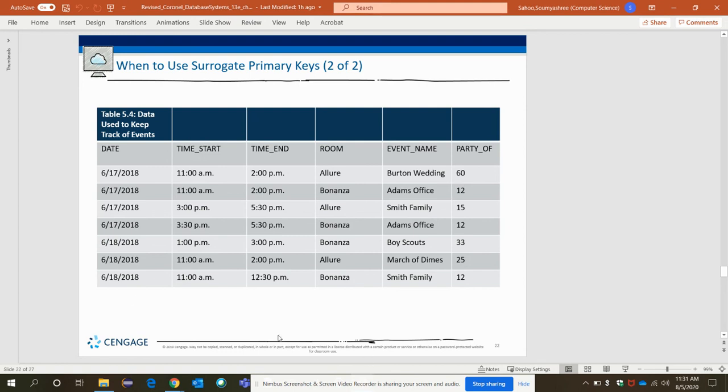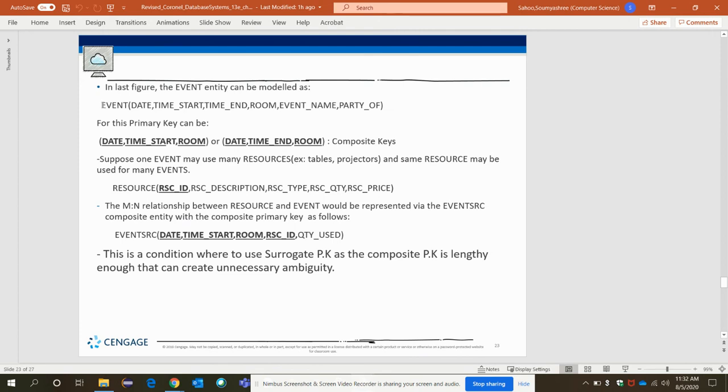So let's take this example. If you see in this picture, this entity is used to keep track of events, and these are the individual attributes and their values in the individual records. The event entity can be modeled with attributes such as date, time start, time end, room, event name, and party of. So here is the event entity with all the attributes.